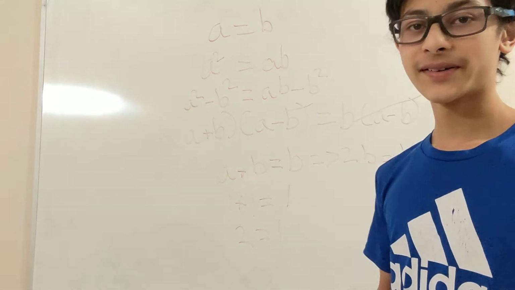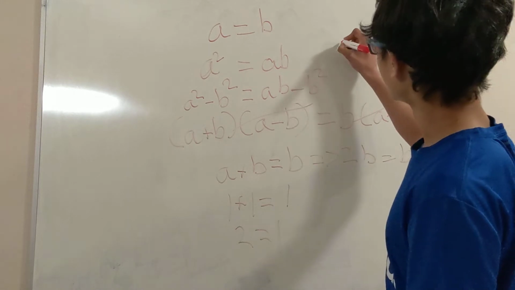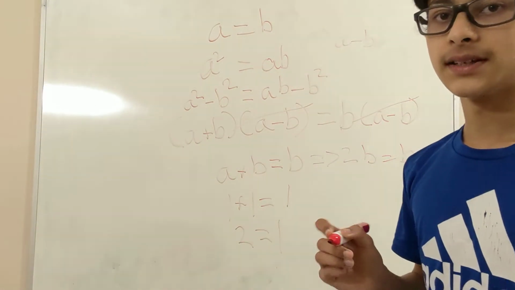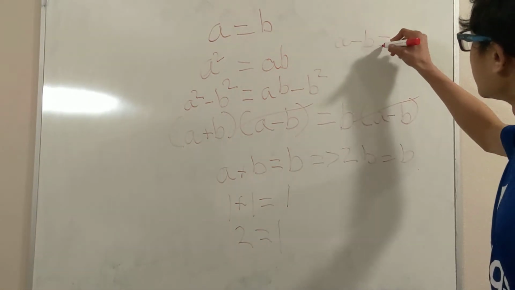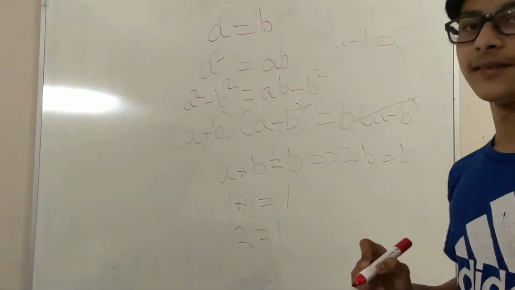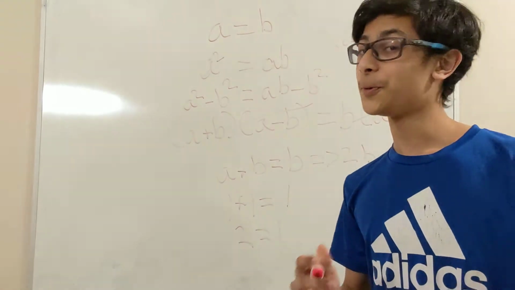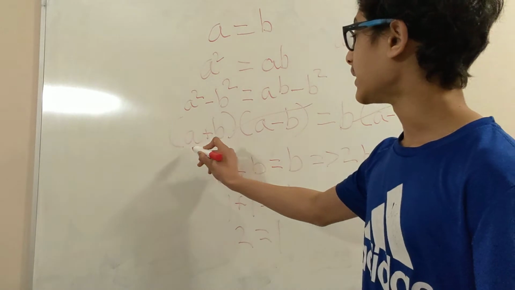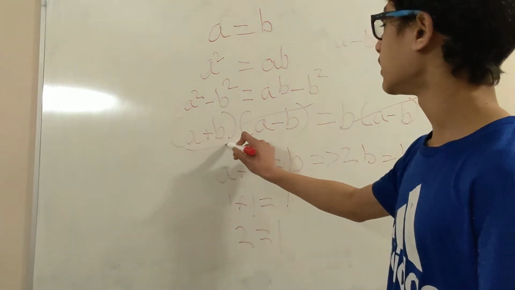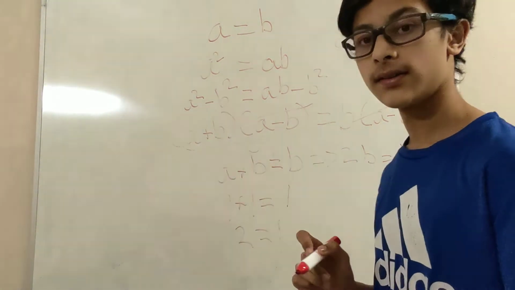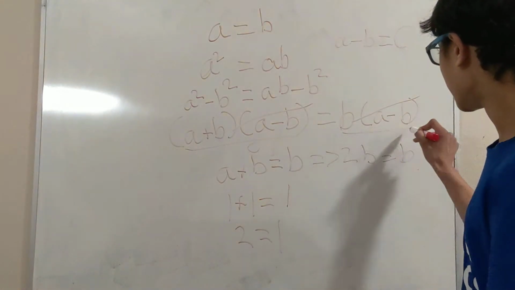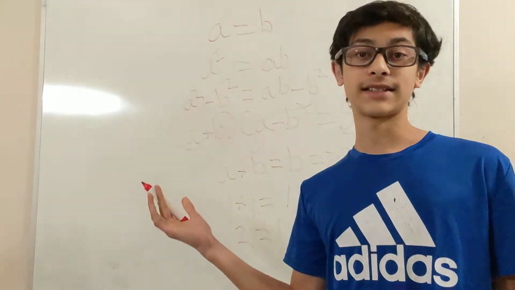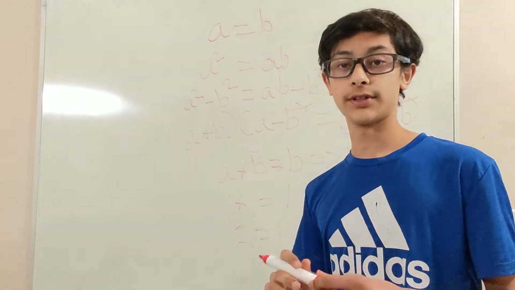Why is this wrong? Well, think about it. What's A minus B? Well, A equals B, so A minus B is 0. And what do we know about 0? We cannot divide by 0. So here, we're actually dividing this whole thing by 0, and we're dividing this whole thing by 0, which is not possible. It's one of the rules of math.